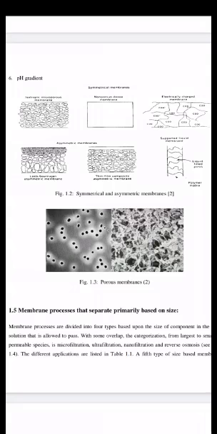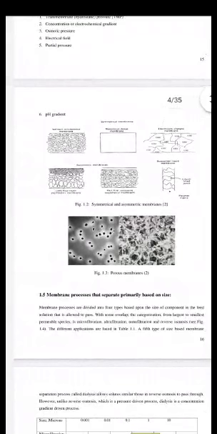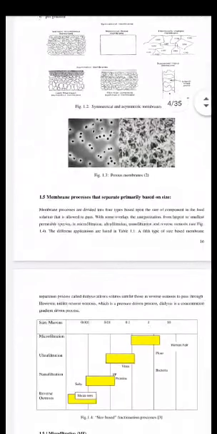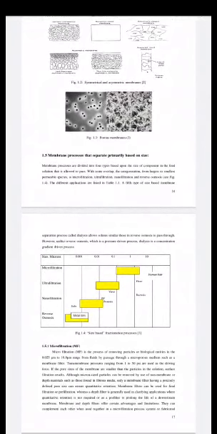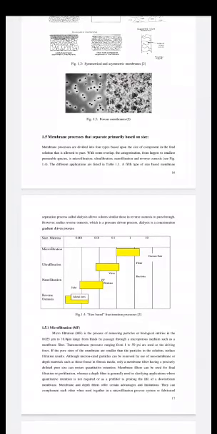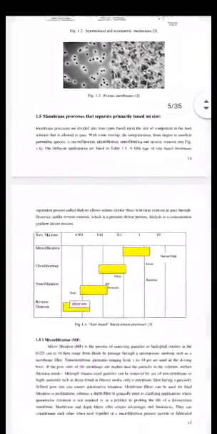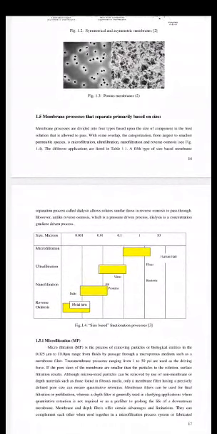Basically, separation depends upon the size of the membrane. A very simple example: we have a lot of RO units. Reverse osmosis is one of the best techniques used in industries as well as for domestic purposes. So this is the chart through which we can discuss the size-based fractionation processes.